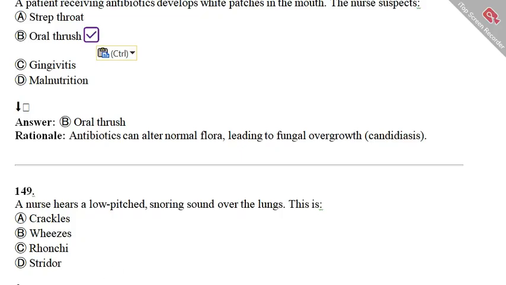149. A nurse hears a low-pitched snoring sound over the lung. This is, the correct option is rhonchi. Option C.